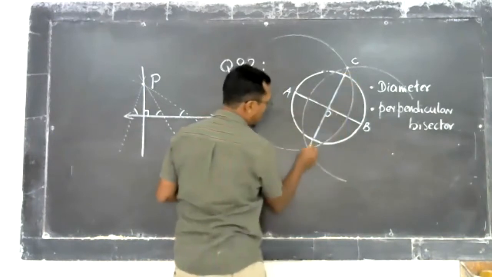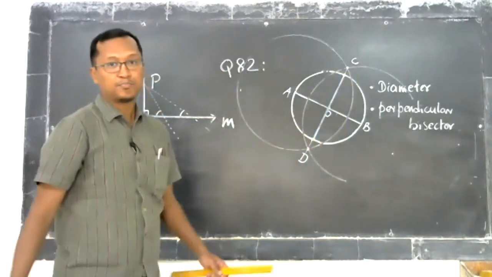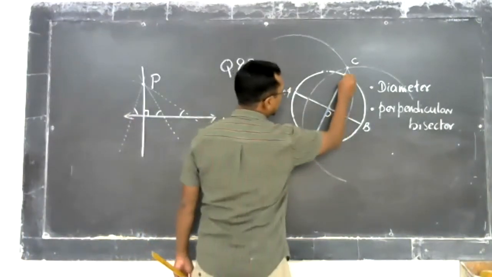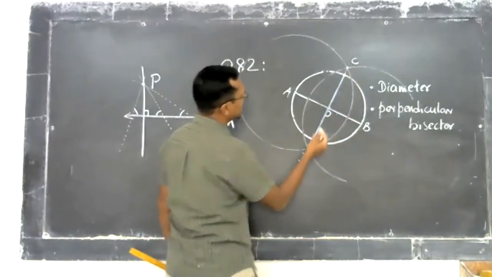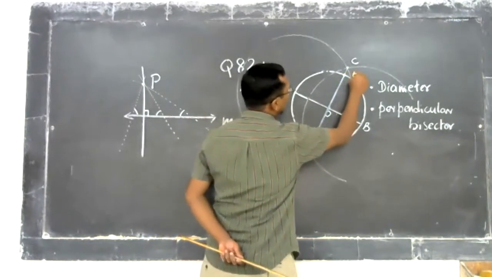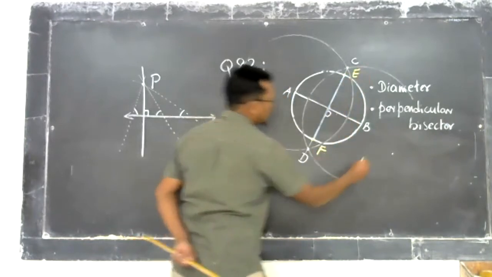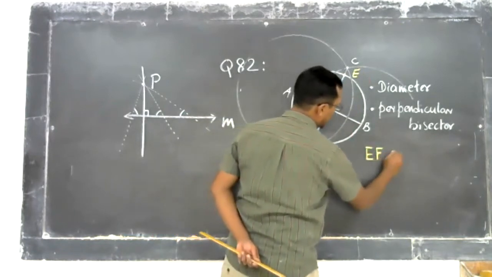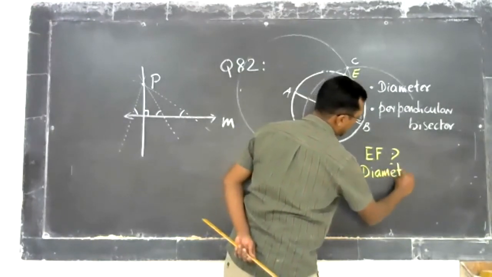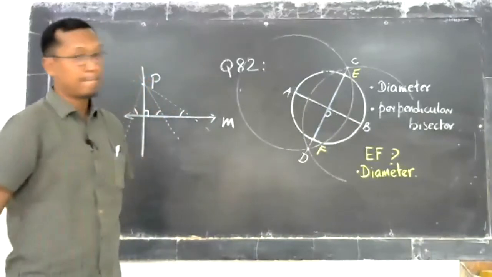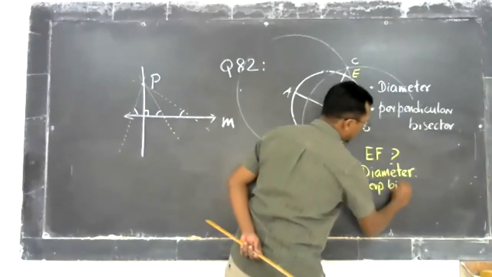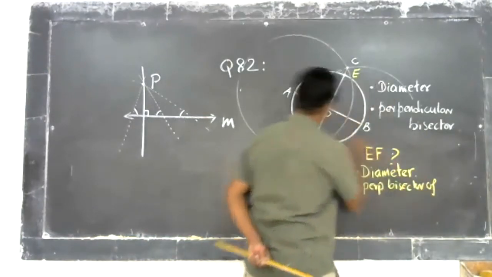So it is the diameter of the circle. Okay, so you are saying that this line, let us put some labels for it. This is point C, this is point D. Then let's take E and F. So what is EF? The diameter of the circle. It is also a diameter. So it is the perpendicular bisector of another diameter, the perpendicular bisector of AB.